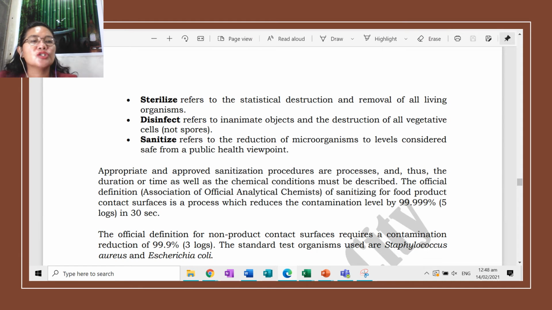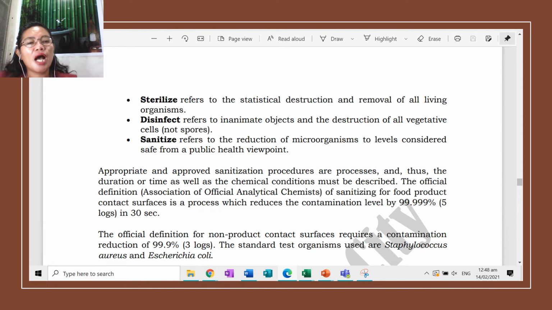Okay, so it's very important, no? So here, sterilize. What is sterilize? It refers to the destruction and removal of all living organisms. Disinfect refers to inanimate objects and the destruction of all vegetative cells, not spores. Then sanitize refers to the reduction of microorganisms to a level considered safe from the public health viewpoint.